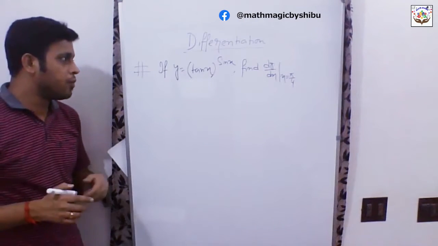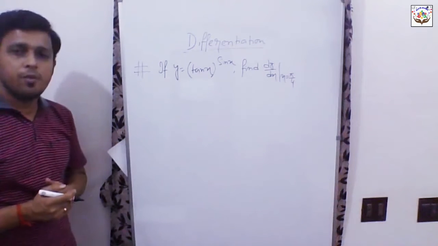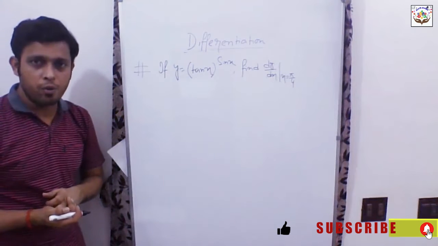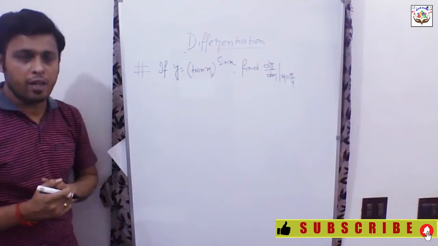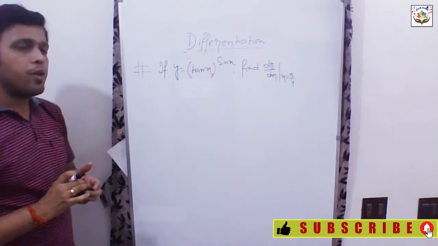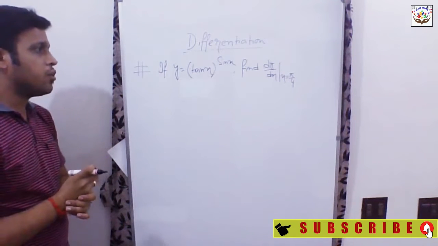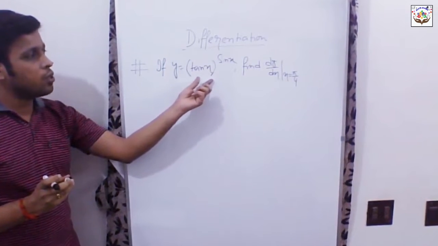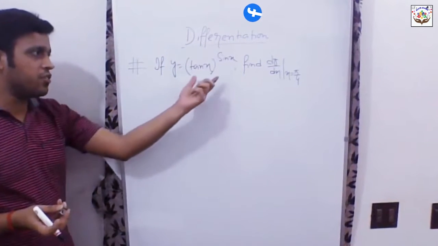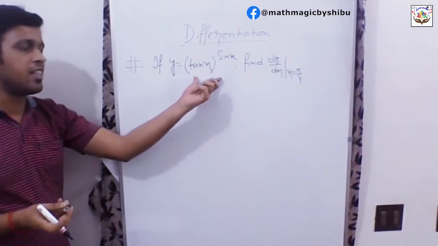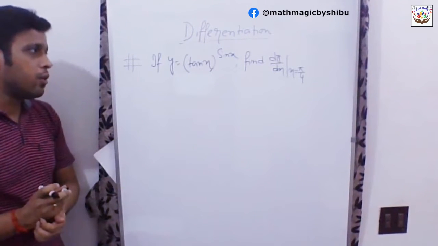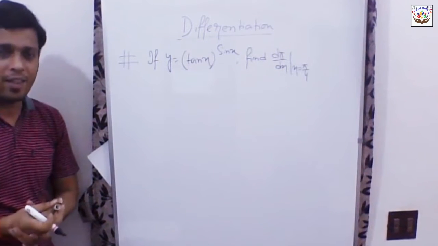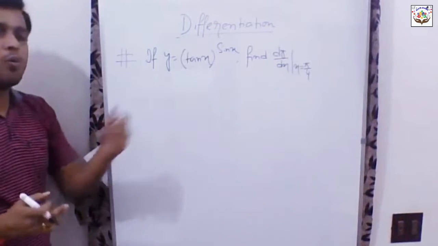So here in this problem, we have y equals tan x to the power sin x, and we need to find dy/dx when x equals pi by 4, meaning when x equals 45 degrees, right? If you can remember, I have told in a few of my videos that if we have a function to the power of another function in this format, we need to take log on both sides. I hope you can remember that, right? So let us take log on both the sides.